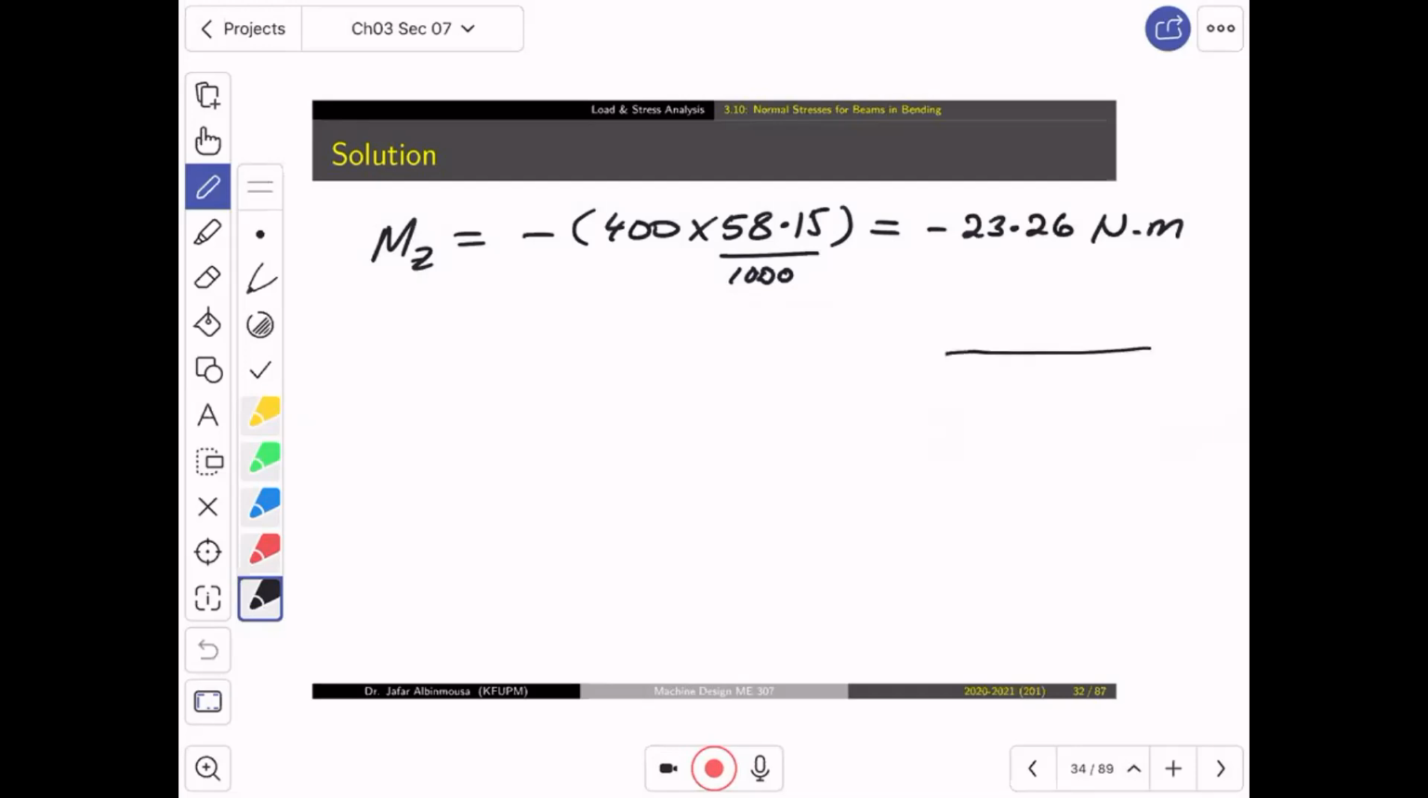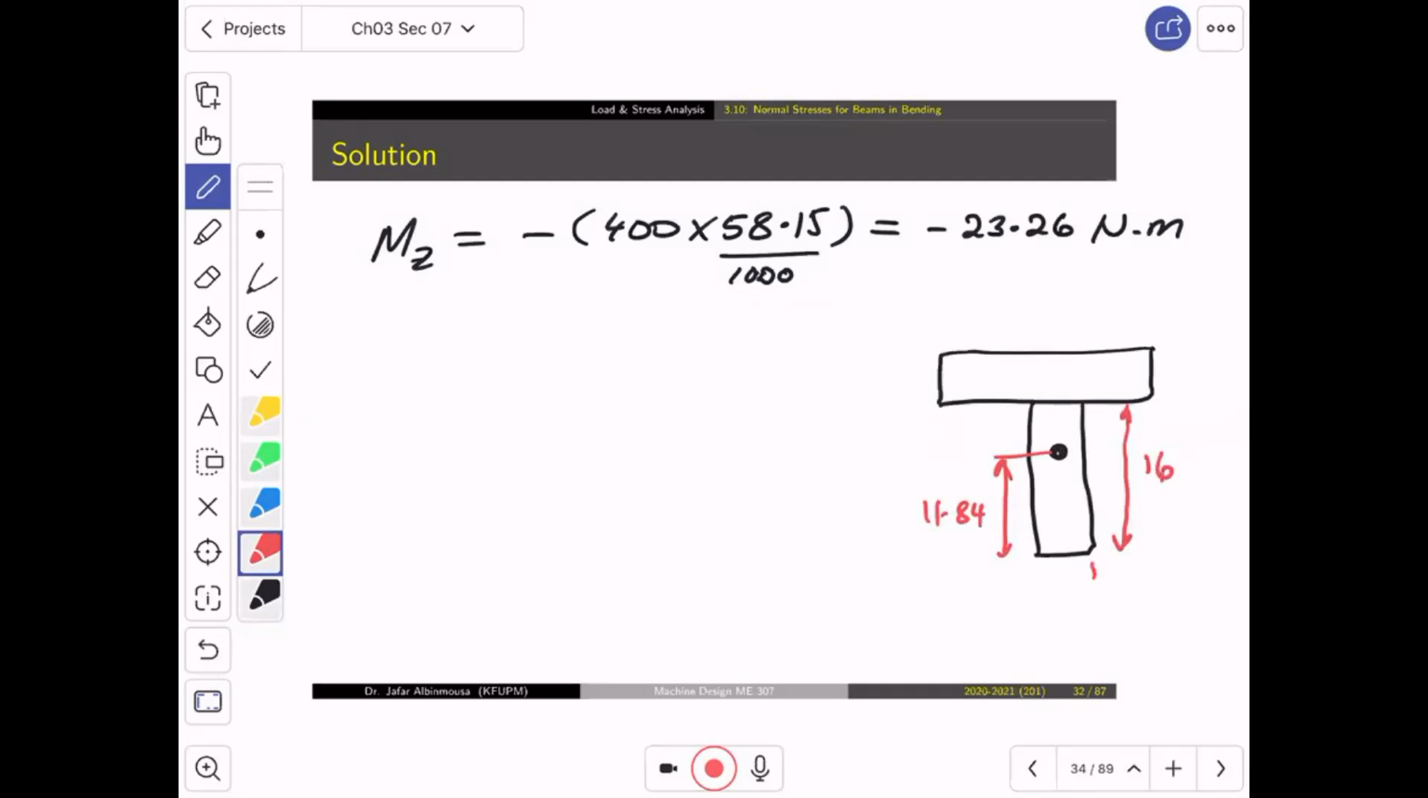Now, the cross section is here, like this, right? The centroid is located here. The centroid is at a distance 11.84. We know that this dimension is 16. This is 4. This is 4. This is 10. Now, we need to find the moment of inertia about the centroid.